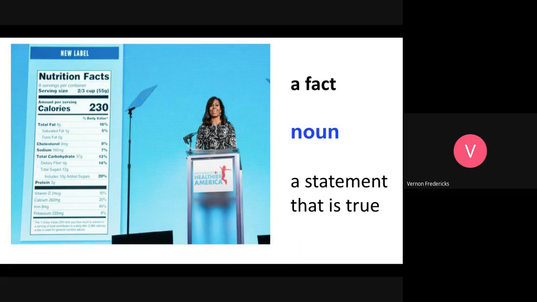Okay, and a fact is something that stands on its own. It's something that we cannot change. It is something that people expect from us. Yes, and it's something that holds value, something that is valuable. Yes, it's a fact.